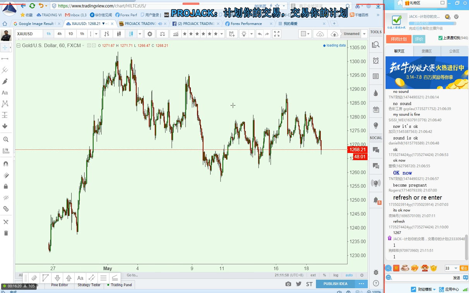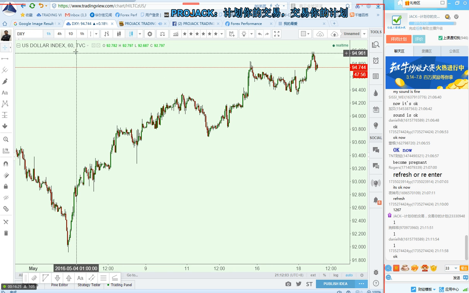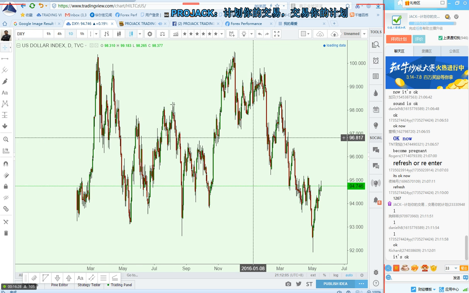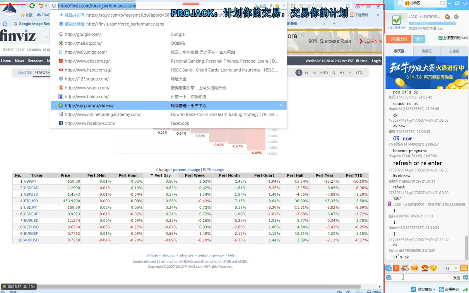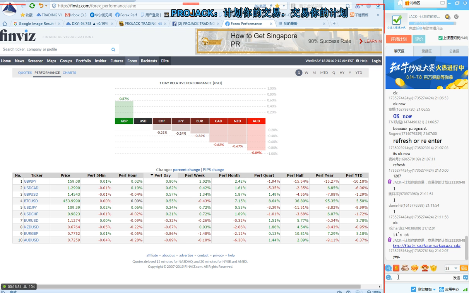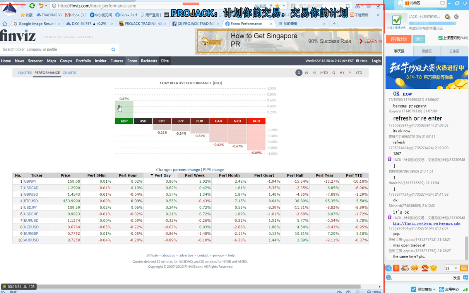Okay, so here let's talk about the dollar index, DXY. I will give you a link. This link is very good for seeing graphically and very clearly which pair is strong and which pair is weak. I think this website is Finviz. Finviz gives you this chart to compare all the currencies.